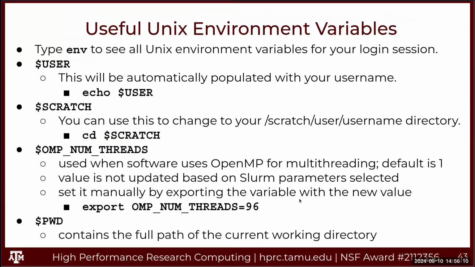All right. And then OMP_NUM_THREADS. Sometimes some software can utilize this OMP_NUM_THREADS variable. By default, it's set to 1. If your software manual says you need to specify the number of cores using this environment variable, you can do it by exporting this variable before you run your commands. And there's a PWD variable if you need to use that.